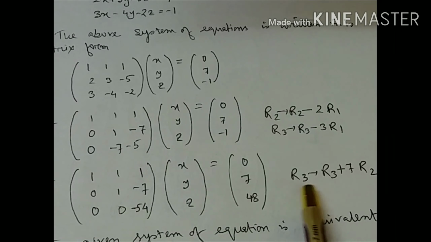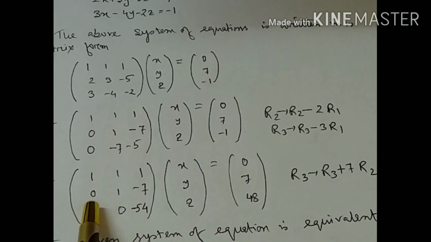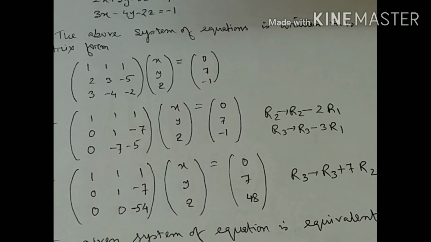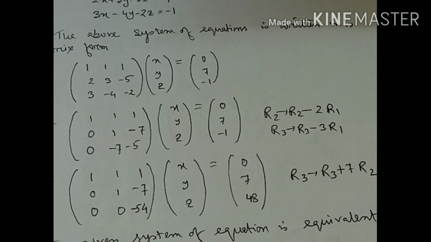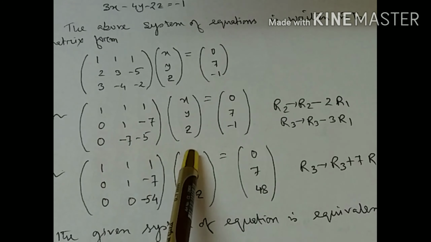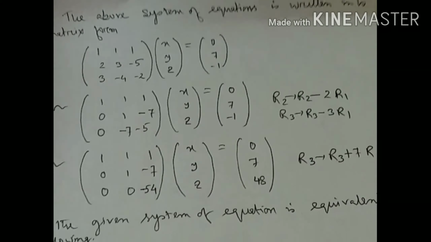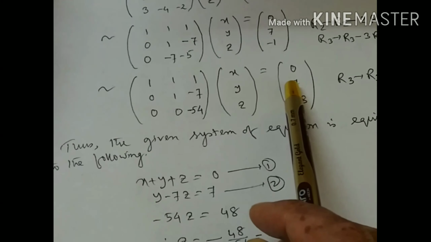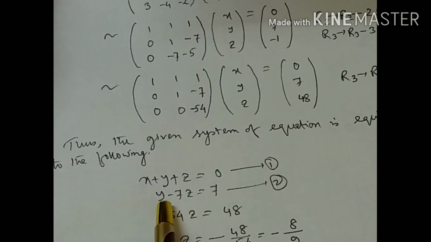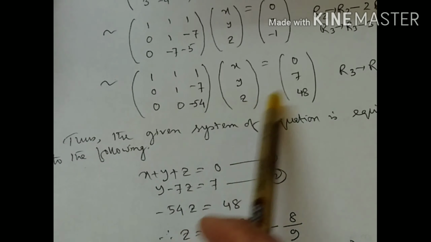So next row we are doing R3 plus 7 into R2: 0 plus 7 into 0, minus 1 plus 7 into 1, 0, minus 5 plus minus 49 is minus 54. So this given system of equations is equivalent to the following equations. What will be the equations? 1 into x, 1 into y, 1 into z, that is x plus y plus z, and on the right hand side this is 0. Similarly 0 into x, 1 into y, minus 7 into z equal to 7, this is y minus 7z equal to 7. And the last one is 0 into x, 0 into y, minus 54z equal to 48.